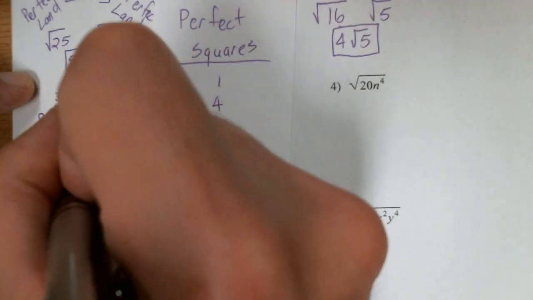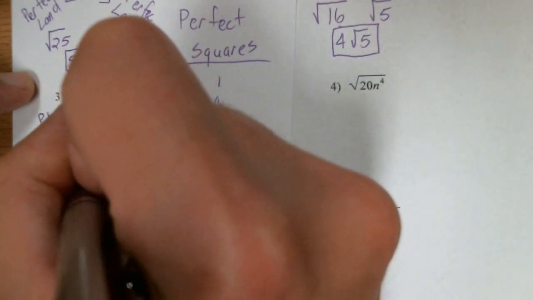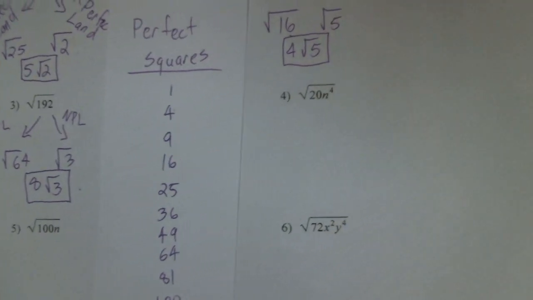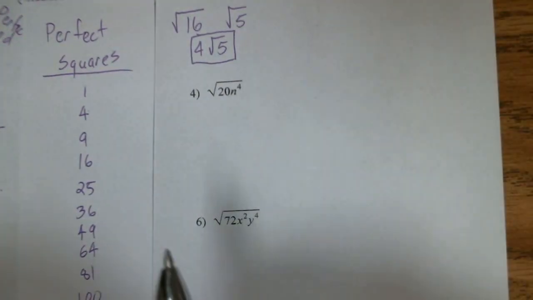The square root of 64 is 8. So this simplifies to 8 times the square root of 3. All right, now, what do we do when we start having variables here?